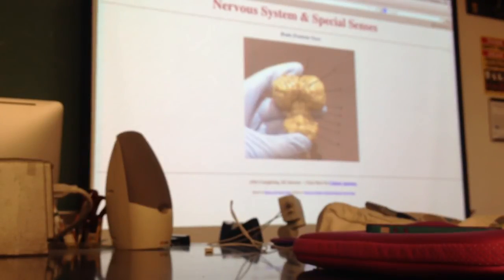So right here, this would be the inferior colliculus. Above it would be the superior colliculus, and above that would be the pineal gland. All right, so this may be a view that you see. Likely not, but just in case, it's right there.